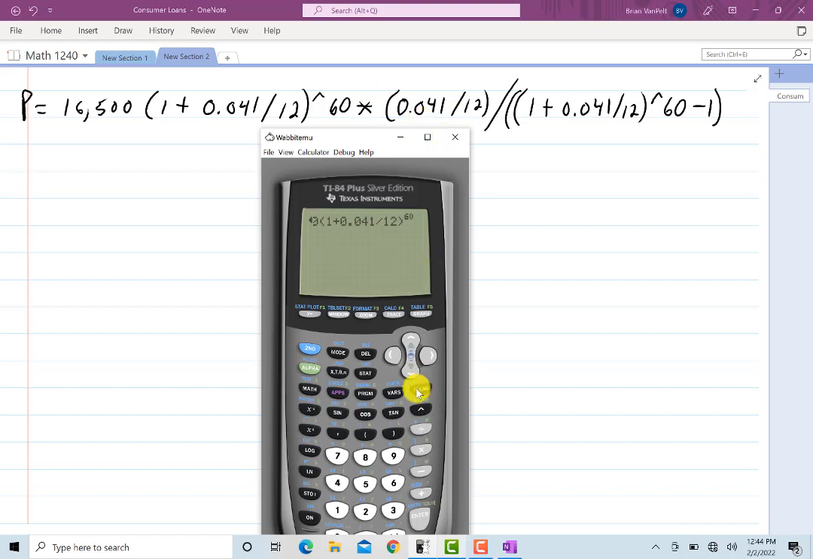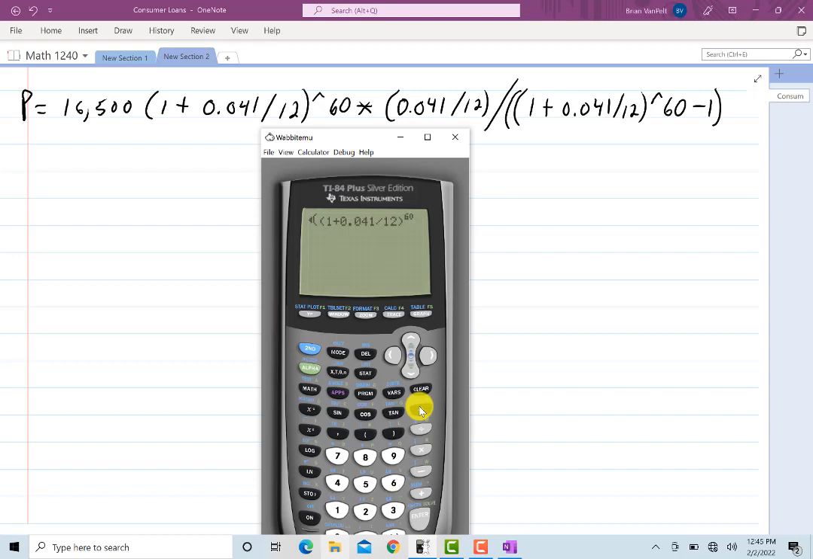Let me put a star first, or a multiplication sign, and then in parentheses, I have 0.041 divided by 12. Let me finish that parenthesis. Division, now we're starting the denominator, and notice the denominator starts with two parentheses beginning. Now we'll do 1 plus 0.041 divided by 12. Finish that parenthesis. Now raise that to the 60th power.